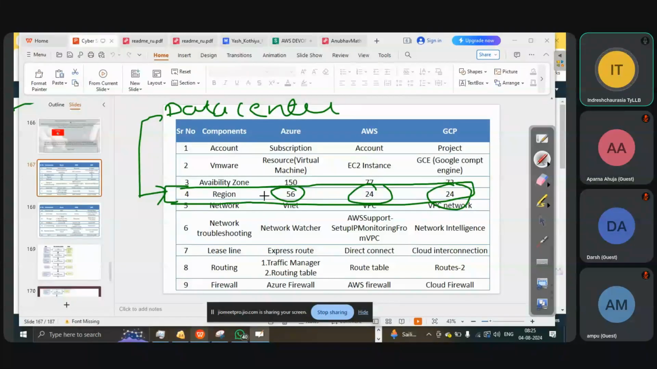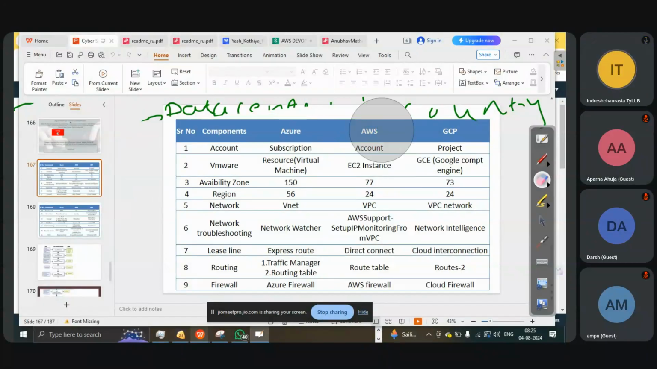So here, when I'm referring to data center plus country, it's referred to as a region. When I'm referring to data center plus country plus city, it's called an availability zone. Here it is 56, here it is 150. So what do this 150, 77 and 72 mean? Cities, right? It is called an availability zone.